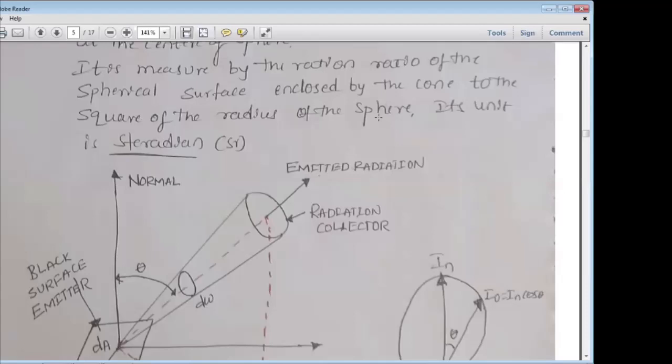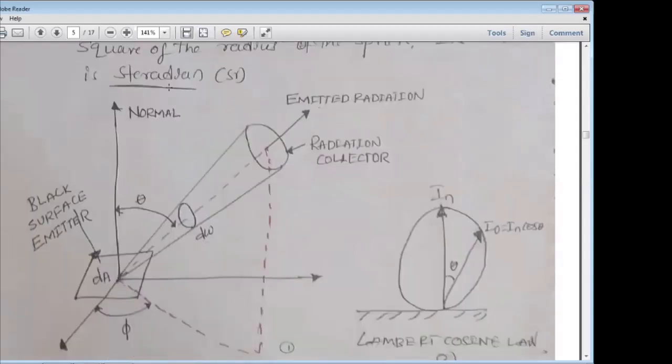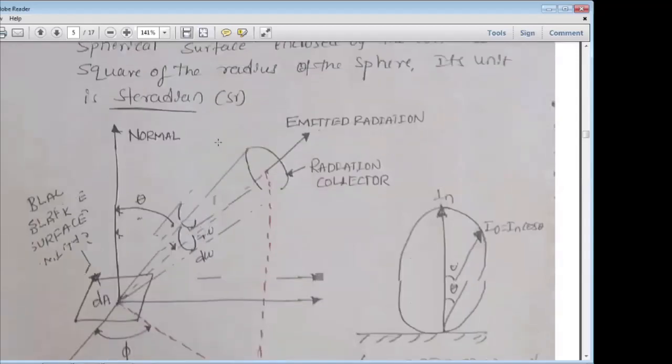So what I told in the definition of the solid angle, we define that as area divided by the square of the radius. It measures the ratio of the spherical surface enclosed by the cone to the square of the radius of the sphere. Its unit is steradian. That's why it is steradian.